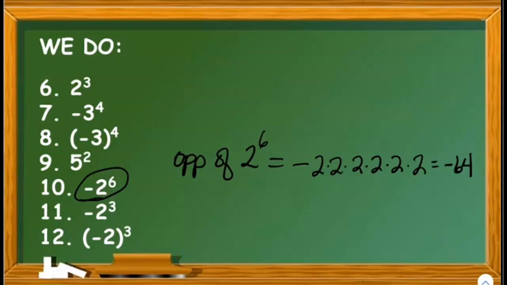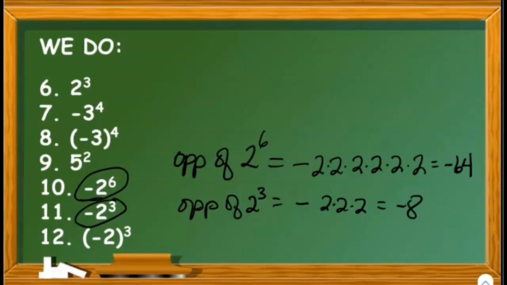Okay, so again, there's no parentheses. So this just means the opposite of 2 to the 3rd. So it's a negative, and then 2 times 2 times 2, which is 8. So I've got a negative 8 as an answer. Okay, and then go ahead and get the last one done. Okay, so this one has parentheses, so it means a negative 2 times a negative 2 times a negative 2. So a negative 2 times a negative 2 is 4, and 4 times a negative 2 is a negative 8.